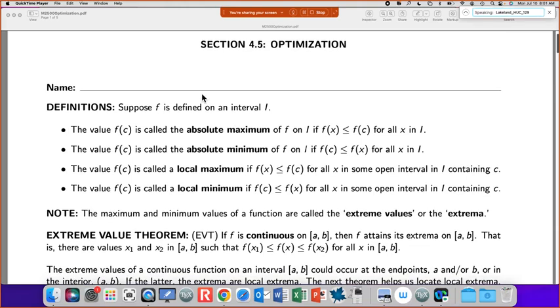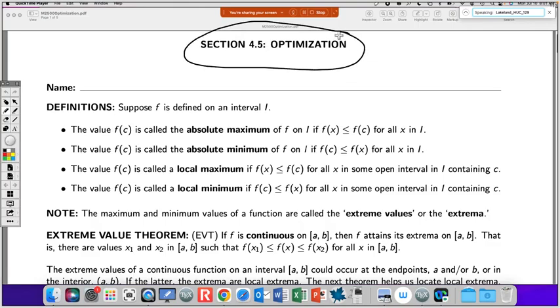But today we're looking at optimization, which is a nice callback to last week, because we talked about this concept last week. Optimization means finding the max and finding the min. And so we talked about absolute max and min last time versus local max and min.